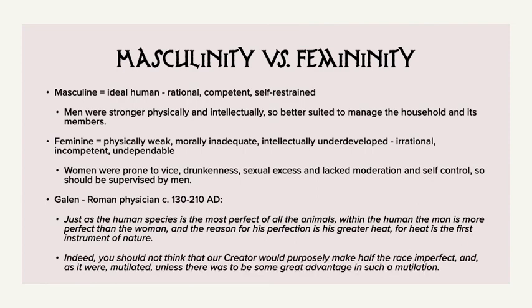And he then goes on to explain, "You should not think that our Creator would purposely make half the race imperfect and as it were mutilated, unless there was to be some great advantage in such a mutilation." So he is on the one hand saying that women are imperfect and mutilated. They are physically, biologically inferior to men, but it's not the gods making a mistake. They have made these imperfect humans on purpose so that they can reproduce. So there you go.